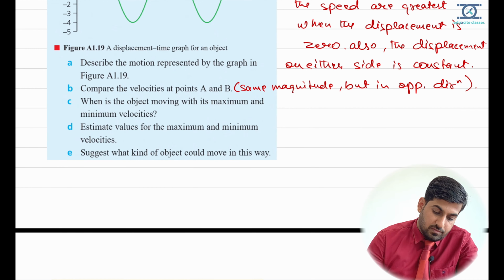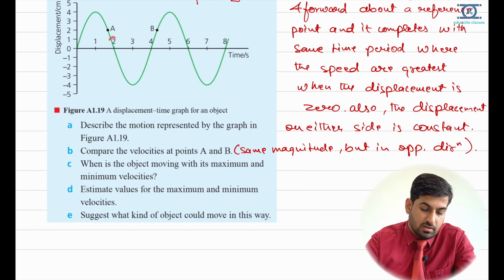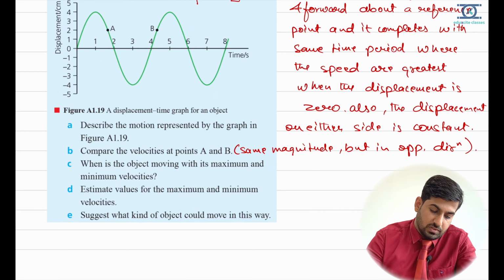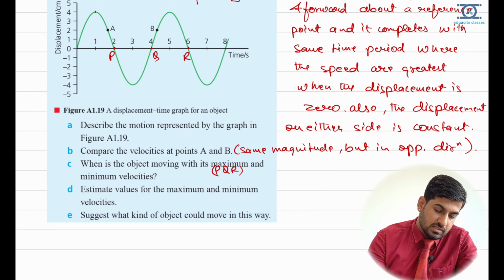Okay, when is the object moving with its maximum and minimum velocity? So we know that maximum velocity is when the displacement is 0. So you can say at, let me mark it as P, Q, R, maximum is at P, Q, R. And minimum velocity will be when the displacement is maximum, which is, you can say, X, Y, Z, because at these points the velocities are 0.